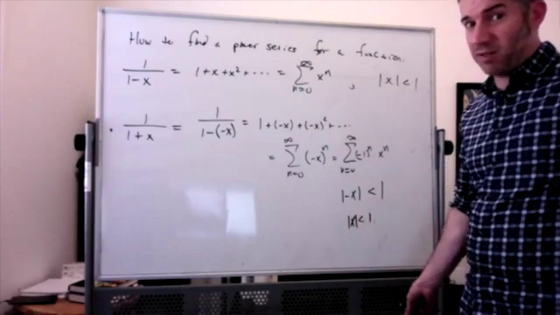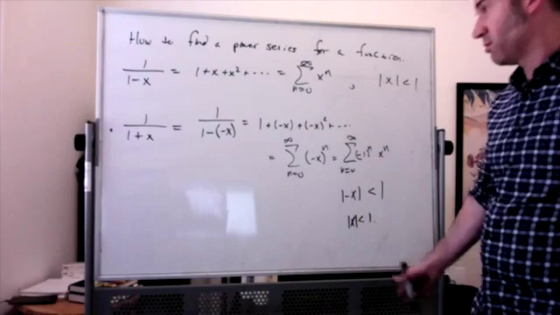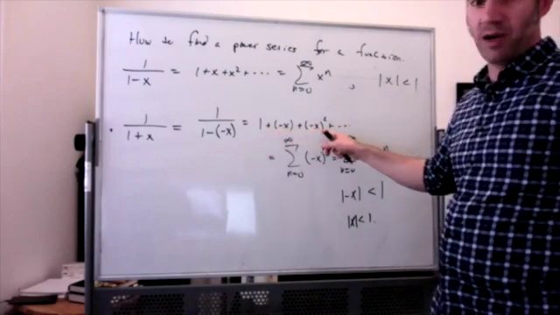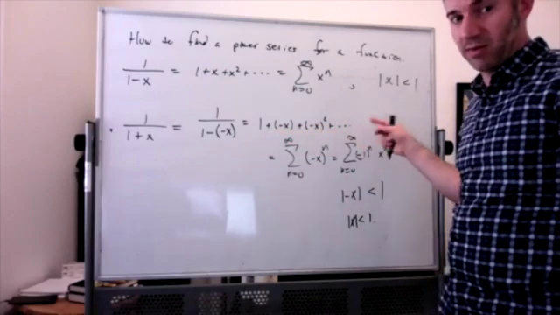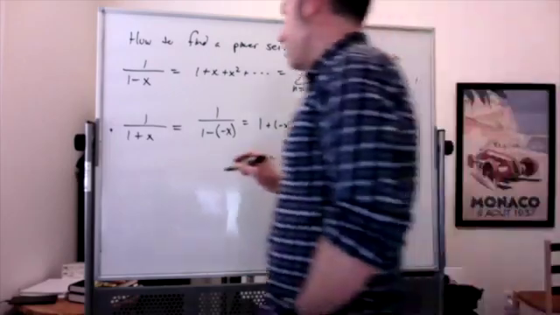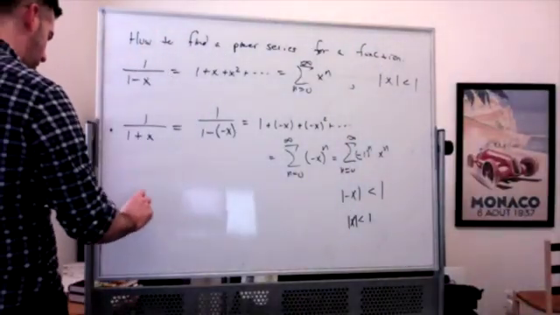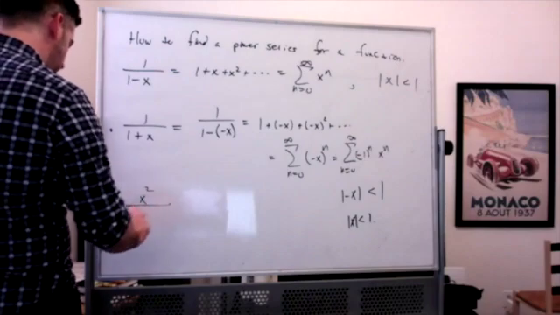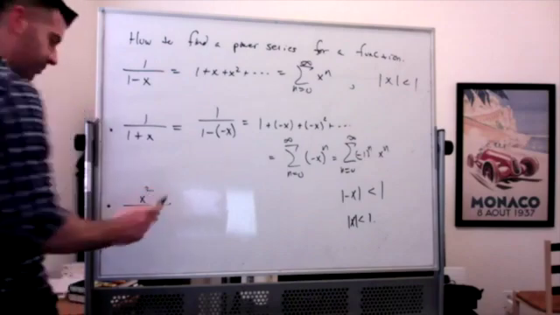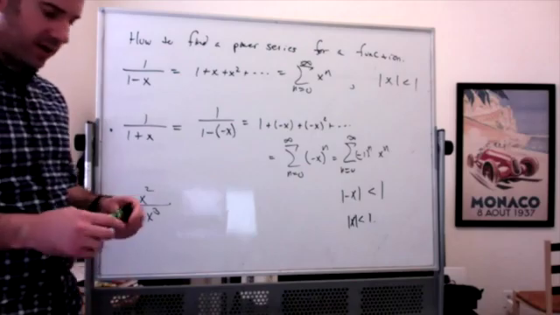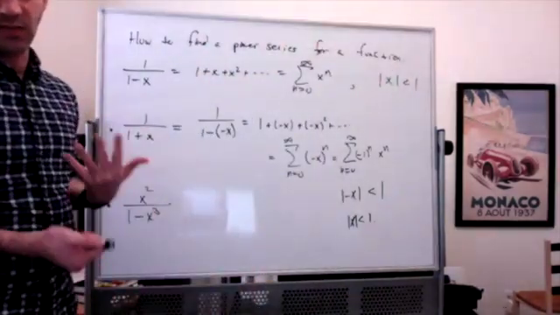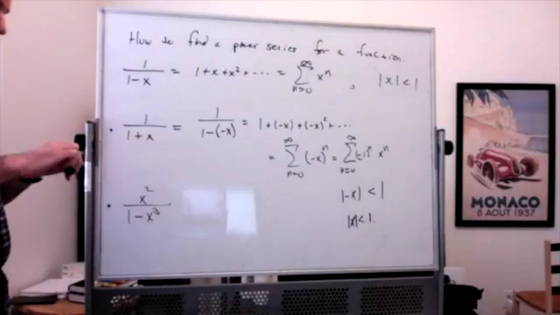Cool, we just found the power series for 1 over 1 plus x. It's 1 minus x plus x squared minus x cubed plus x to the fourth, et cetera. But there's all kinds of tricks we can play. Like, what if I want to find the geometric series for x squared over 1 minus x cubed? Well, again, I'm always trying to get this to look like 1 over 1 minus something. That is what I want. So here's what I'm going to do.